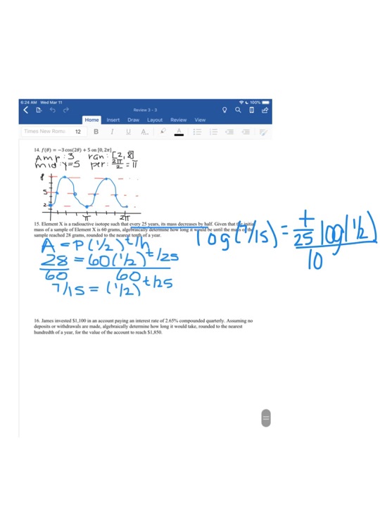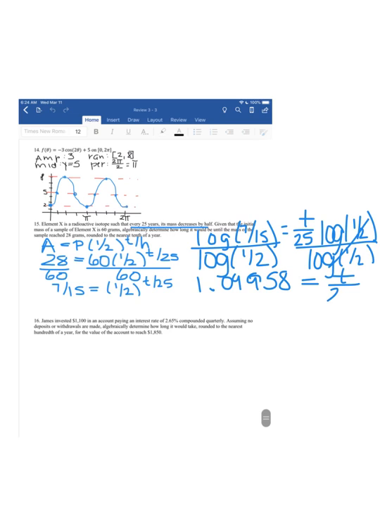Divide both sides by the log of 1/2. That way it cancels over here. Which gives me 1.09958 equals time divided by 25. I cross multiply and I get time is equal to, rounded to the nearest tenth, 27.5 years.